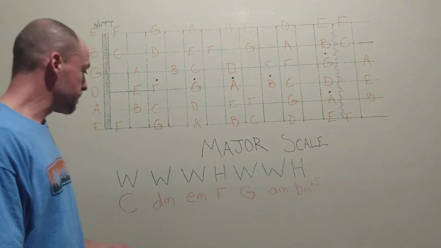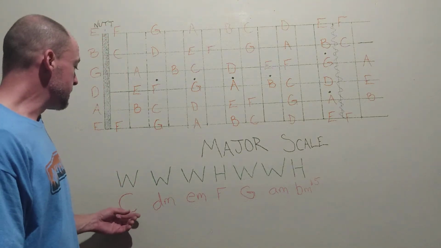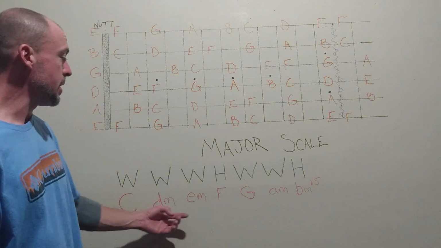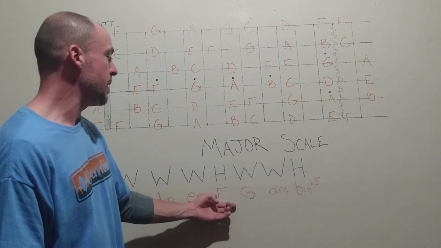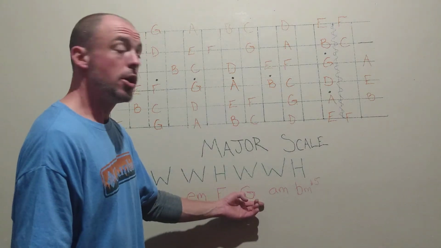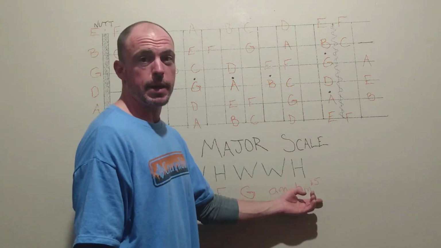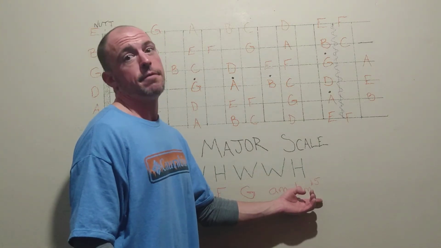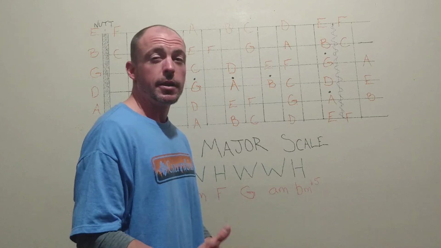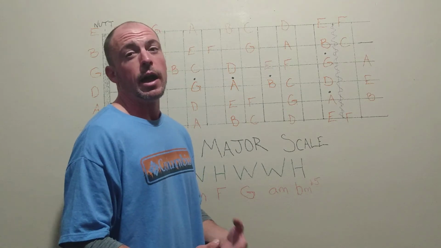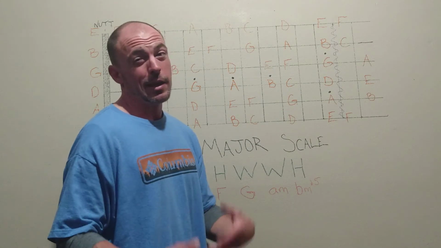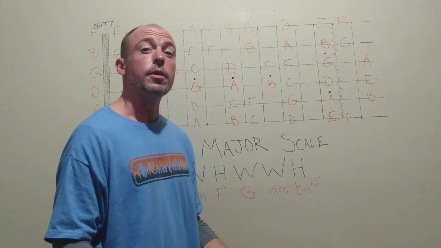It would be C major, D minor, E minor, F major, G major or G dominant, A minor, and B minor flat five. And the flat five I'll get into later when I start breaking down how to build chords, and it'll be easier to explain what a flat five is then.